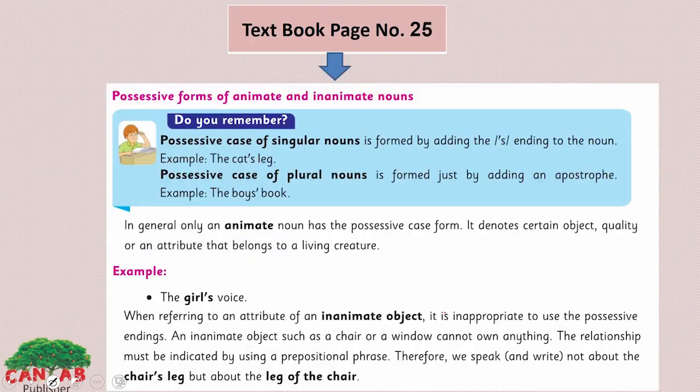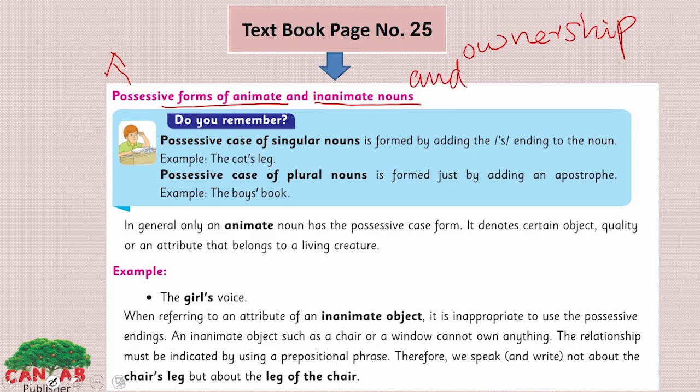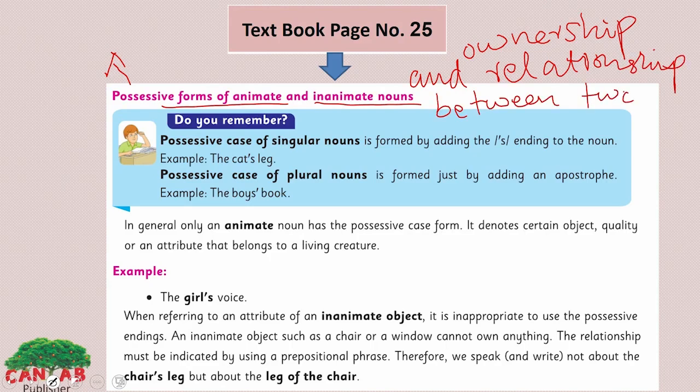Now look at page number 25. We will discuss possessive forms of animate and inanimate nouns. Let's first discuss what possessive means. Possessive shows the relationship and ownership between two nouns or pronouns.